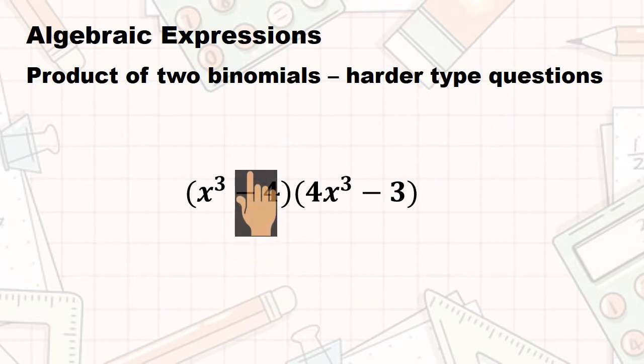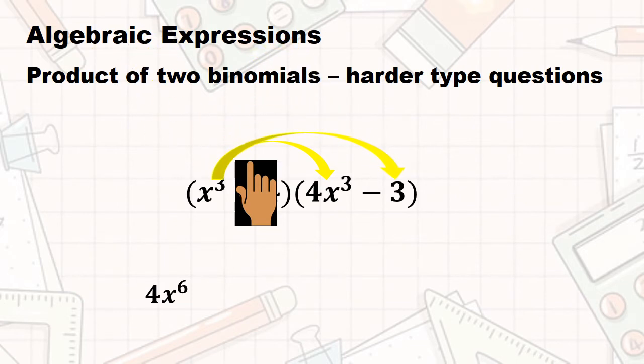So, if it helps you, you close up the second term in the first bracket and you're going to multiply that x to the power 3 with both terms in the second bracket. So x to the power 3 times 4x to the power 3 gives you 4x to the power. Remember, when you multiply with the same base, you keep your same base, your exponent rules, and you add the exponents. So 3 plus 3 is 6. Then you're going to say x to the power 3 times negative 3. It's going to give you negative 3x to the power of 3.